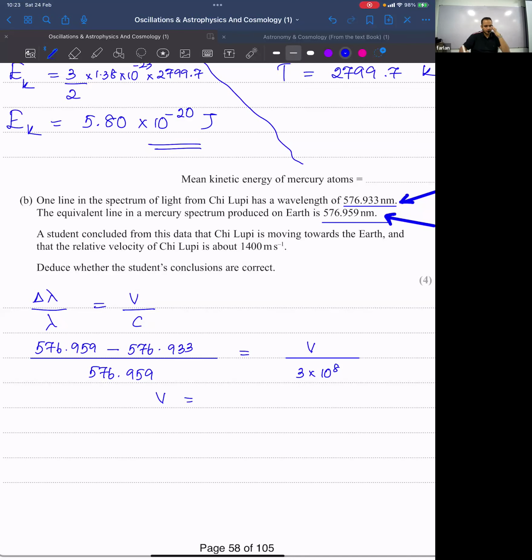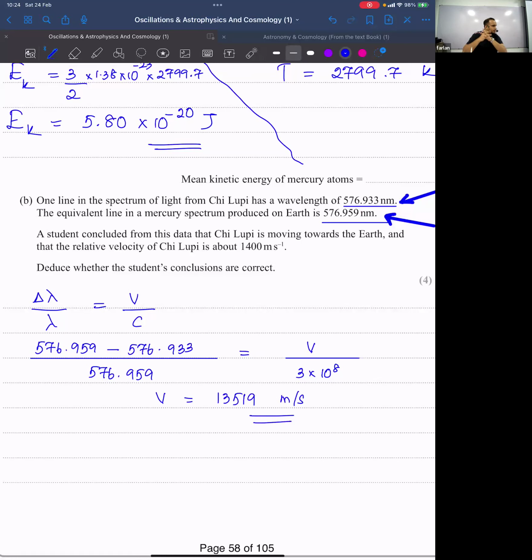It's 13,520, no? Yeah, 13,519 meters per second. So the speed is wrong. The magnitude is the value, and based on the sign you can decide whether it is coming towards or going away.